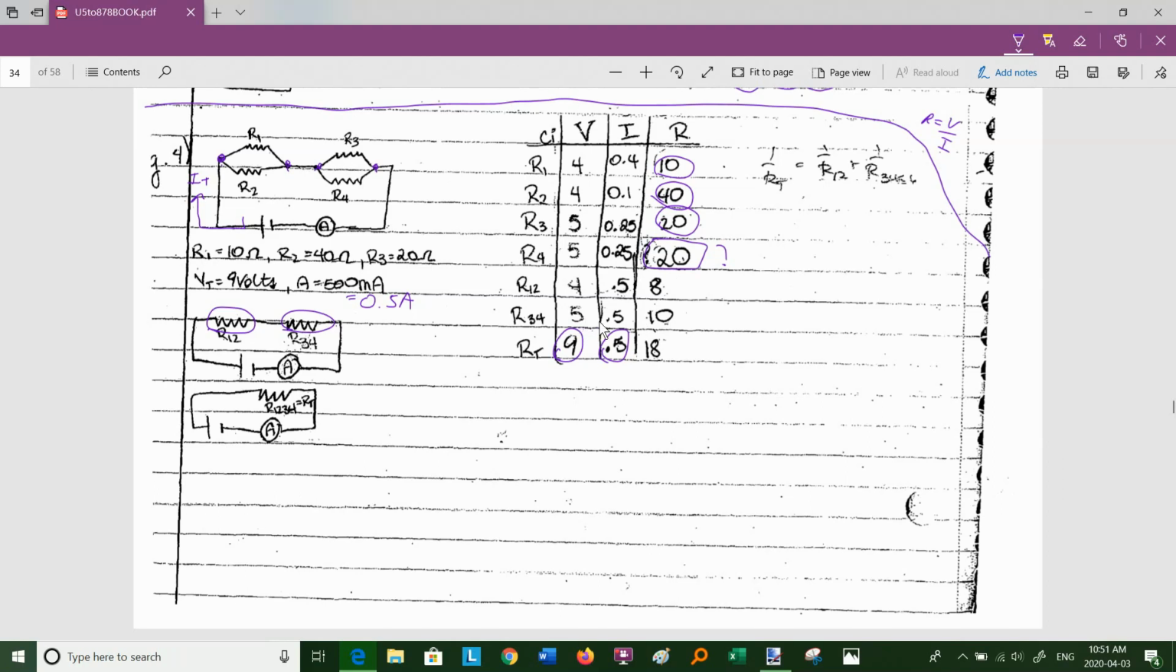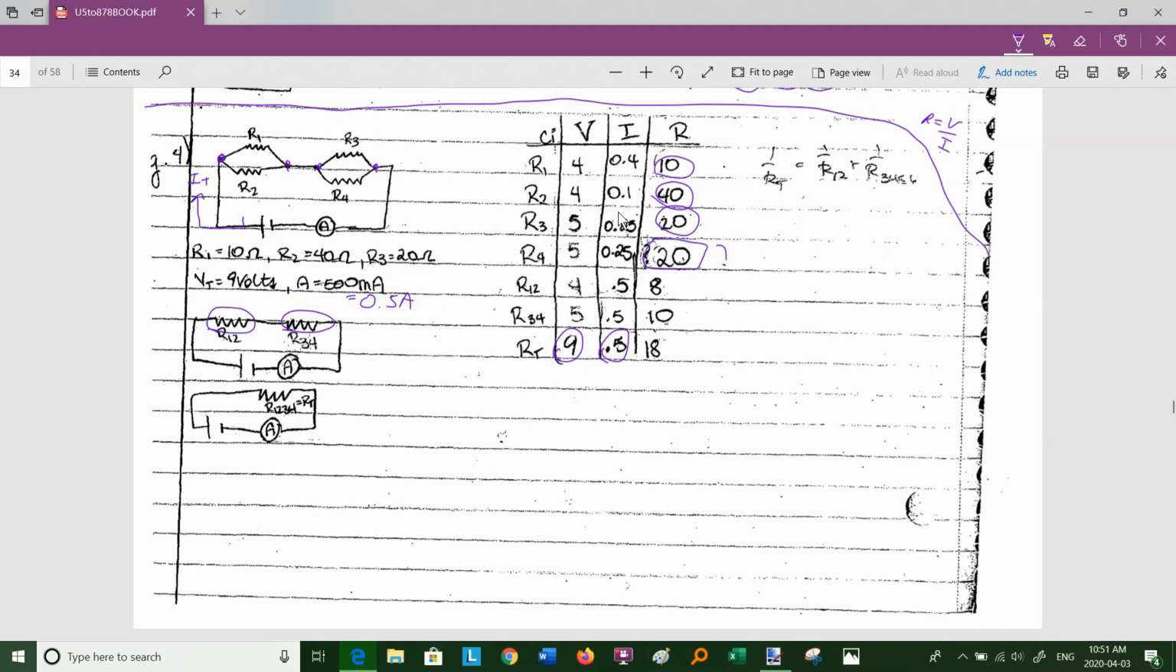We have R12 and R34 are both 0.5 amps because the total is 0.5 and they are in series, so I can get the voltage 4 and 5 volts. So then across R12 the voltage is 4, across R34 the voltage is 5, and then the current is V over R, so 0.4 and 0.1, which equals 0.5, the total, good.